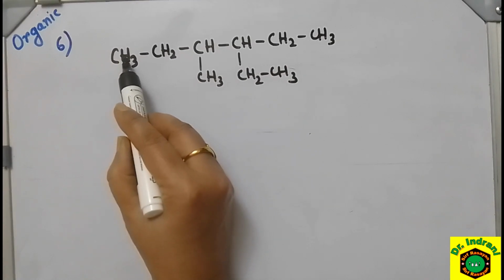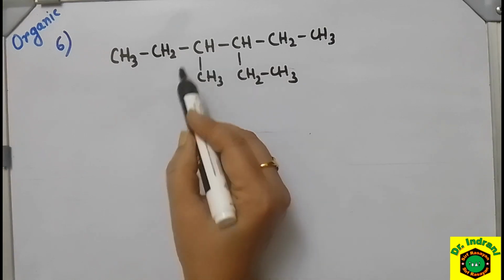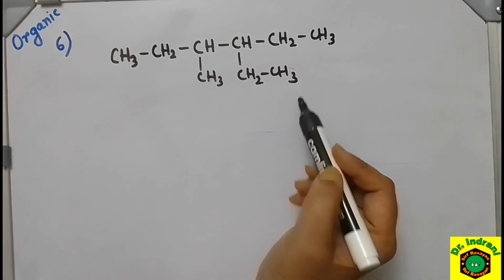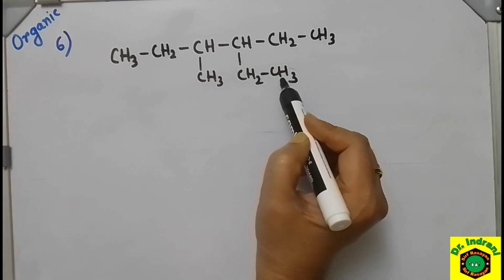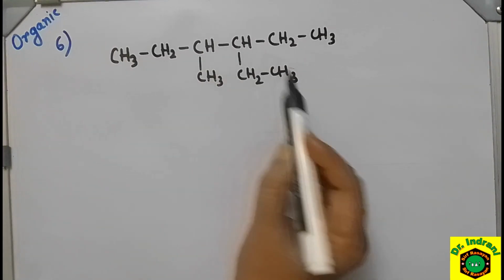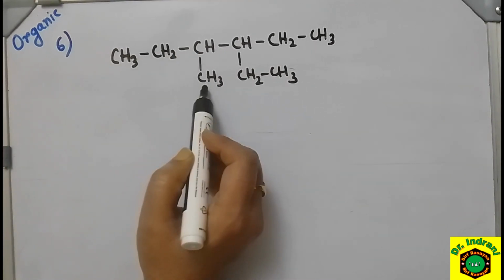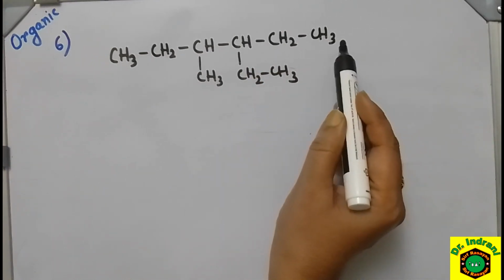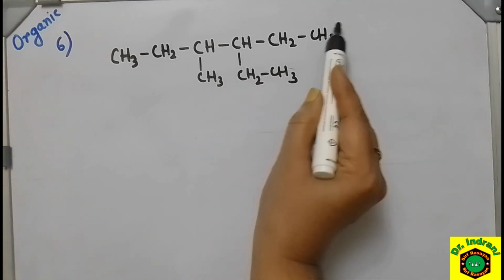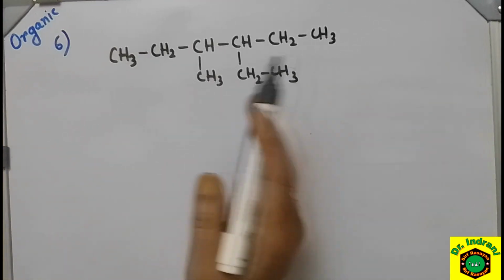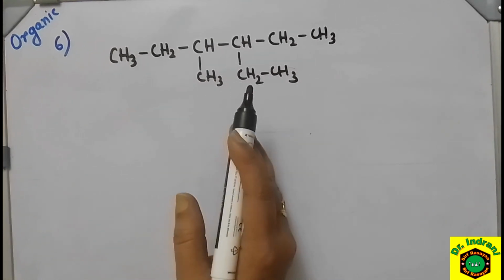Now you are considering this chain 1, 2, 3, 4, 5, 6. 6 carbon atoms it is having and 2 substituents are there. If you consider this carbon chain, it is having 1, 2, 3, 4, 5 carbons, but only 1 substituent is there. Now you see this carbon chain, it is having 1, 2, 3, 4 and 1 substituent is there. So we can consider this as the longest carbon chain. Now we have to do numbering from right to left or left to right. We have to see which one will be the correct one.